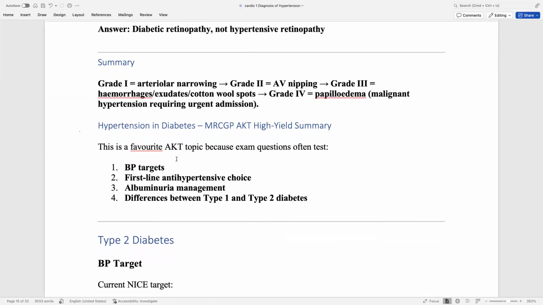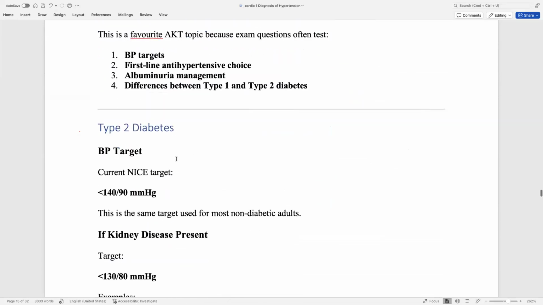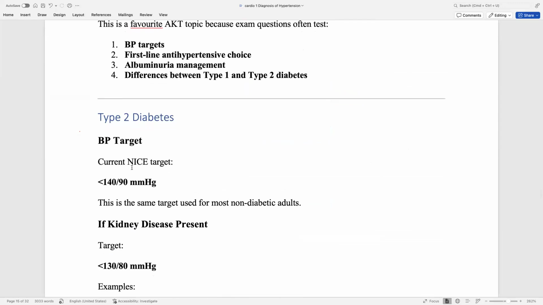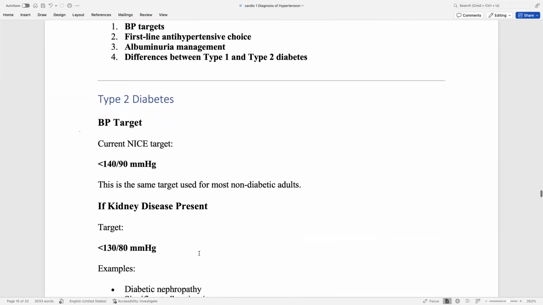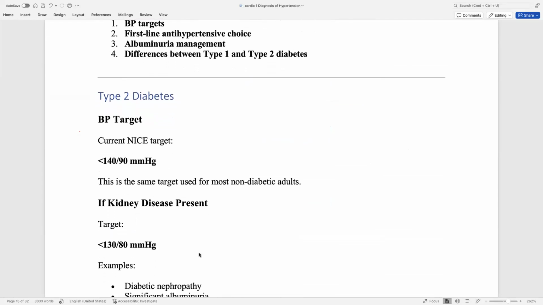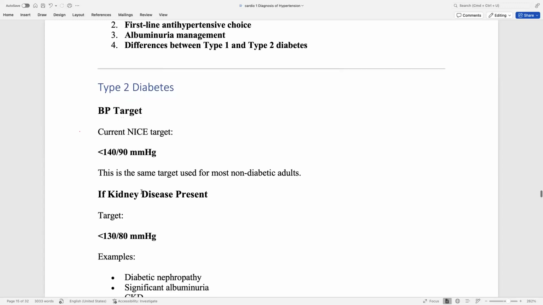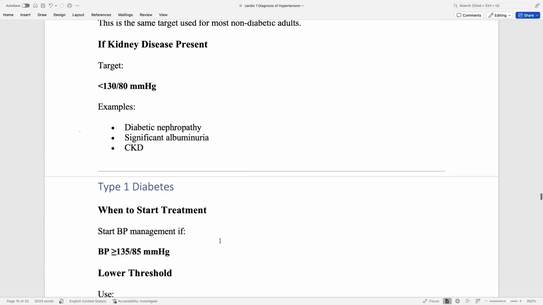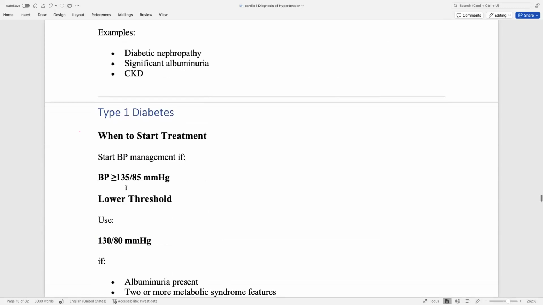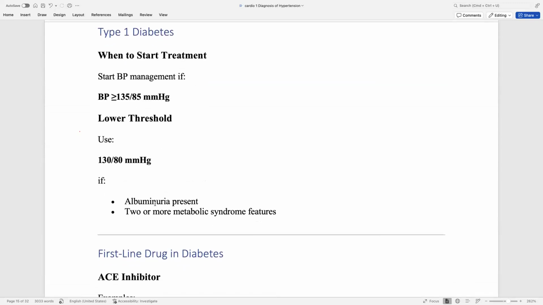Hypertension in diabetes. Target. In type 2, it is the same as in normal people, unless the patient is frail or has kidney disease. In type 1, the target is low. And if the patient has renal problems or metabolic syndrome, the target is even tighter.